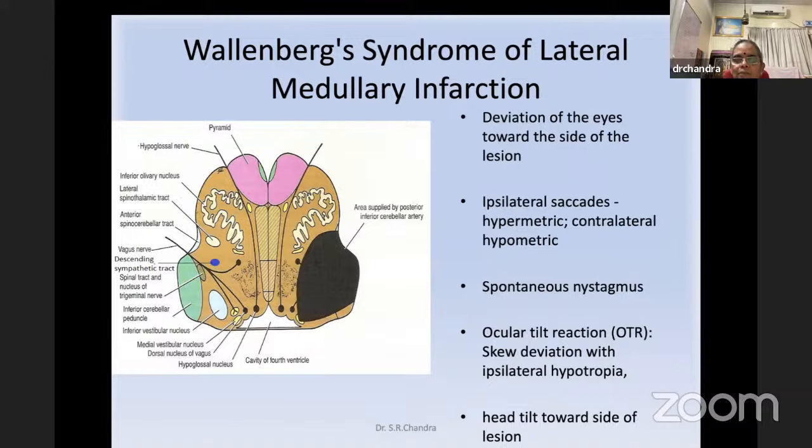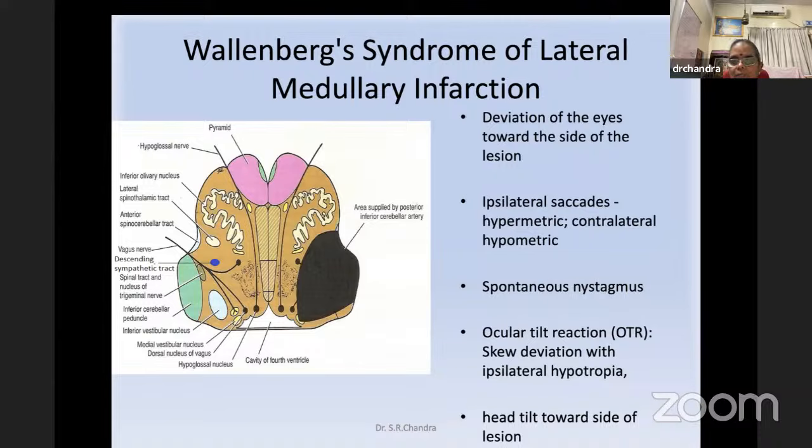This is because of the failure in the synthesis of saccade and pursuit. So saccade and pursuit should be correctly matched and synthesized so that the eye will stop at the target. When the saccade and pursuit are not properly synthesized due to involvement of the connections from the vestibular nucleus to the oculomotor complex, when there is brainstem medullary involvement in the vestibular nuclear complex, mismatch in the synthesis results in hypermetric ipsilateral saccades. Eyes will move beyond the target ipsilaterally and under the target contralaterally.